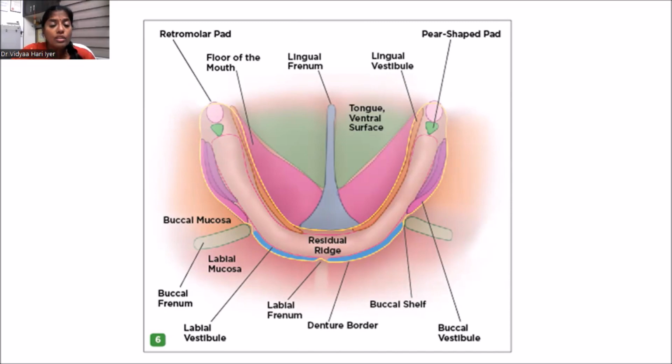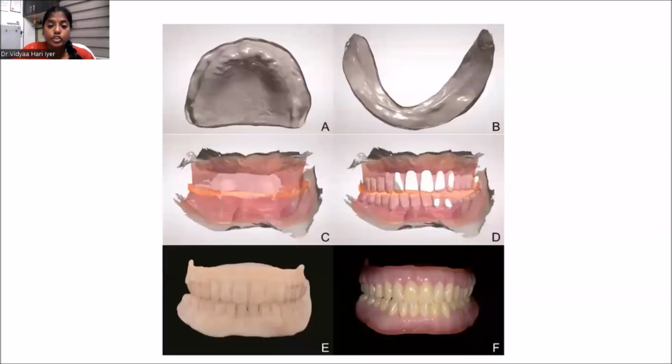Now, why do they do all this? It's because there are a lot of anatomical landmarks. And these anatomical landmarks, if you look at it, you have to relieve them. Otherwise, they will hinder or dislodge the denture when it is in use. So, it is very important to respect the anatomical landmarks and accordingly give the denture.